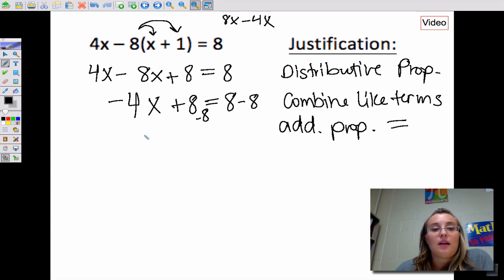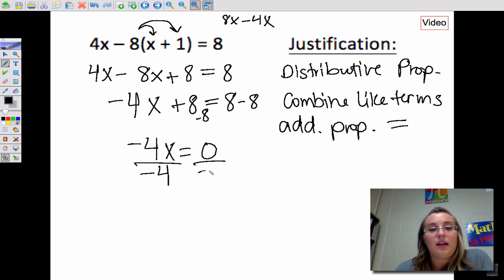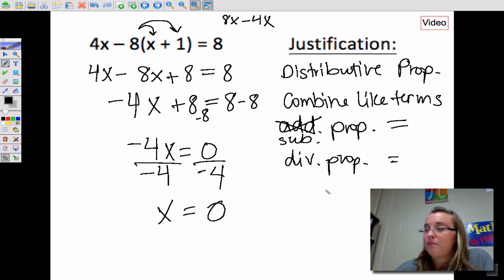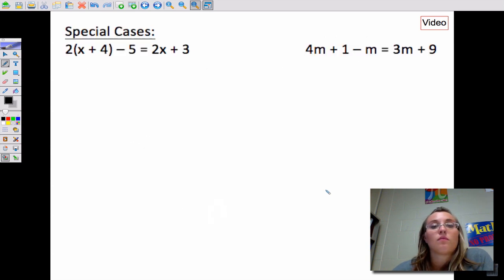And then the last thing I'm going to do, we're left with negative 4x equals 0. Last thing I'm going to do is take that negative 4 times x and eliminate that by dividing by negative 4. The division property of equality. Change this to subtraction. Sorry about that. And I'll get that x equals 0, and I'm done.